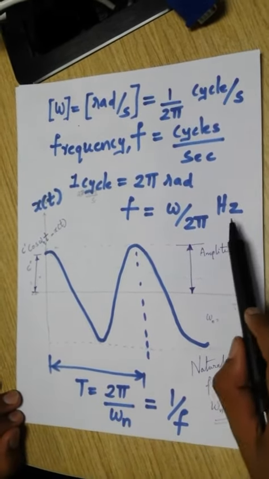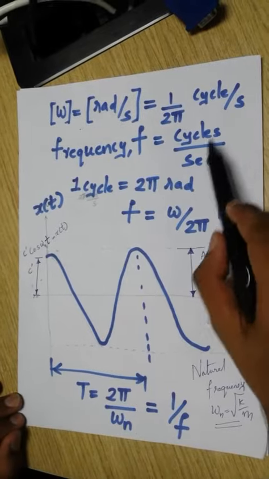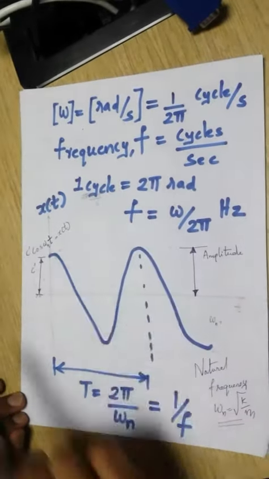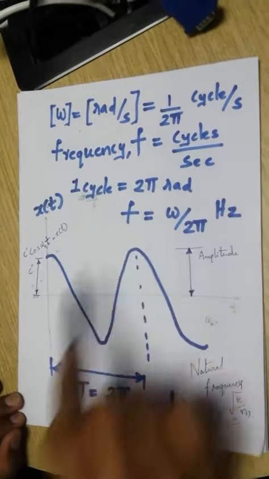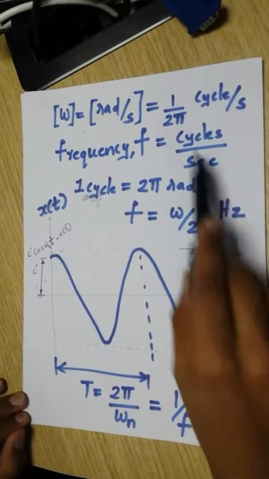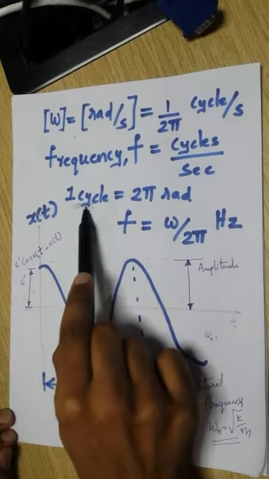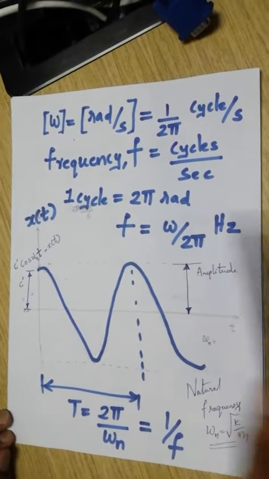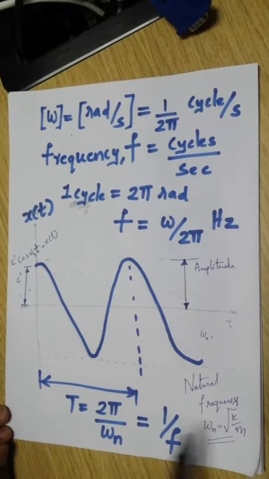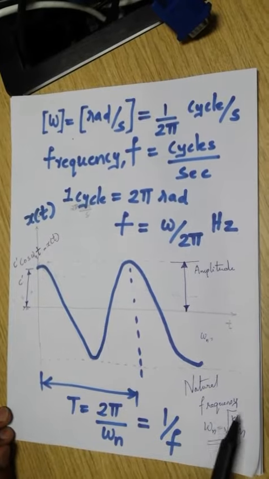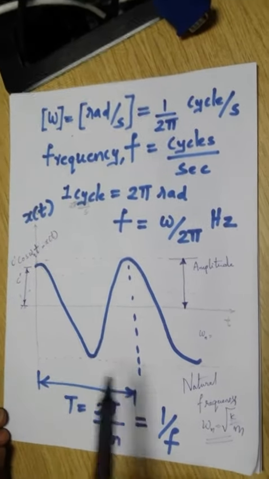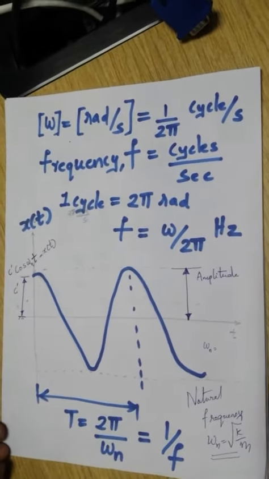Natural frequency has a unit of radians per second. Usually it is also expressed in hertz. To convert it from radians per second to hertz, we have to divide it by 2 pi, because we know one cycle is 2 pi radians, basic mathematics. So I explained the concept of natural frequency and the concept of time period as well.